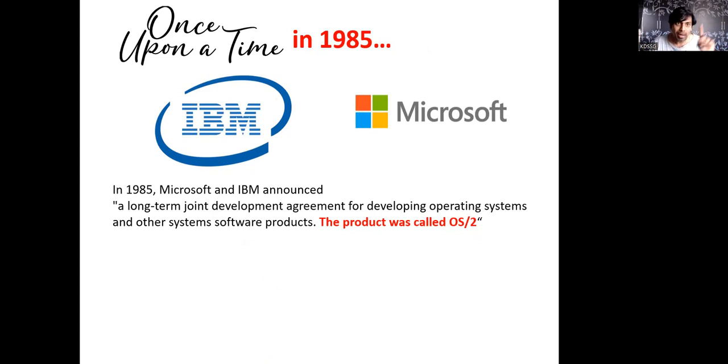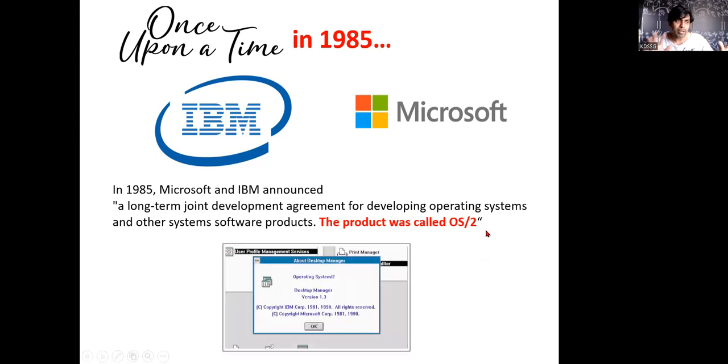So IBM and Microsoft came together and made the OS2 operating system. Is this picture visible? If you go and Google, you'll also find it. So that was an operating system.